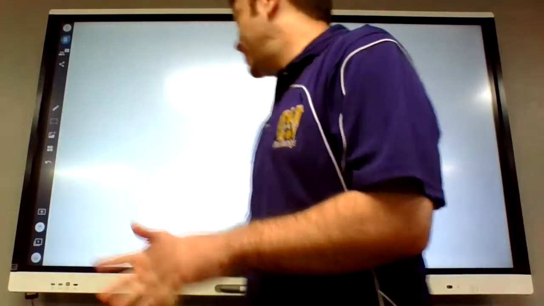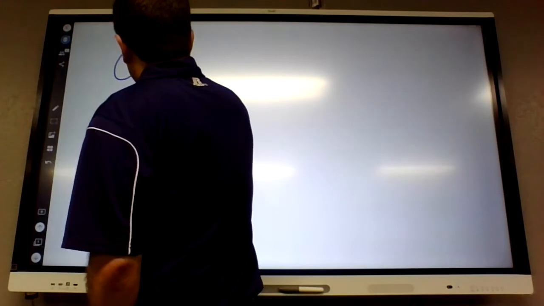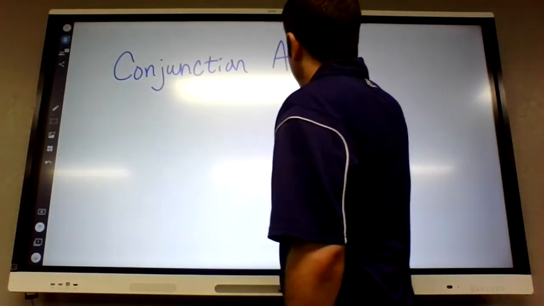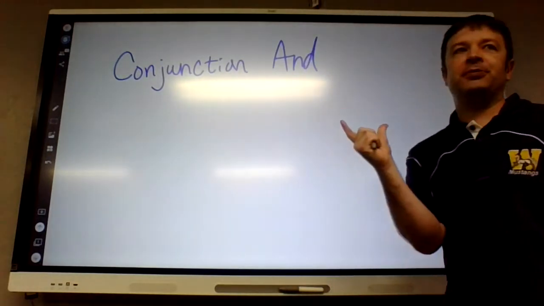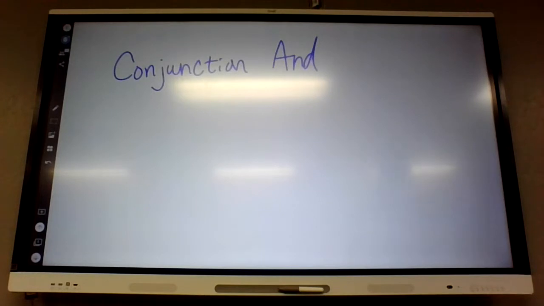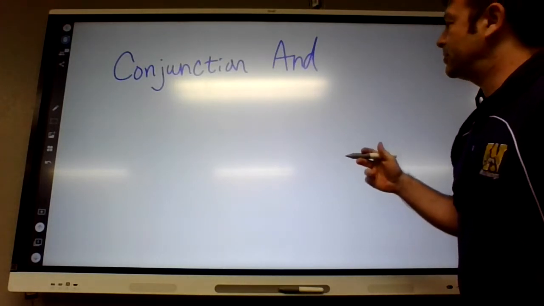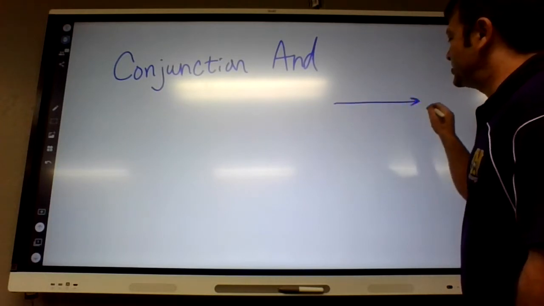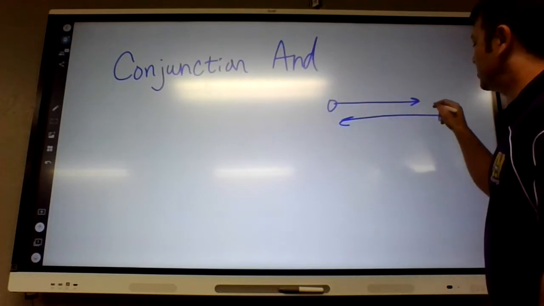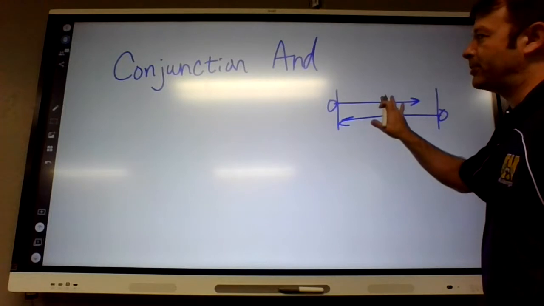So a conjunction meant "and," which basically means that both statements have to be true at the same time, right? If I say you guys are freshmen and you're in Algebra 1, both of those have to be true for the statement to be true. As far as inequalities go, it's true where they're both at. So if they're both from here to here, that was the solution, where they're both true.